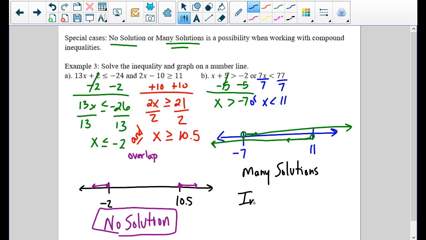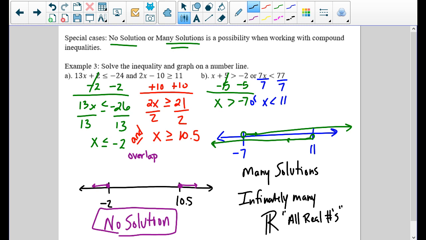Infinite solutions, or infinitely many. Sometimes we'll say all real numbers, so that will be the all real numbers sign. Okay, so those are my many solution wordings here. Many solutions, infinitely many solutions. Again, there's an infinite number of solutions there. I can pick any number. As long as it's a real number, it's going to be on that number line, and it will make that inequality true.